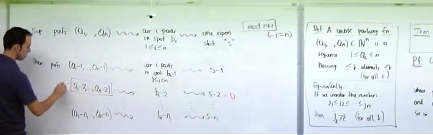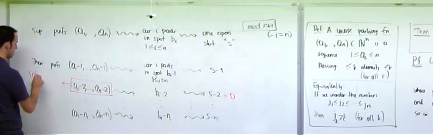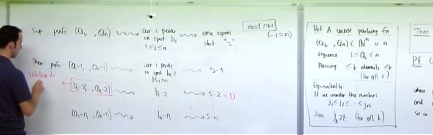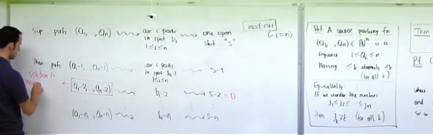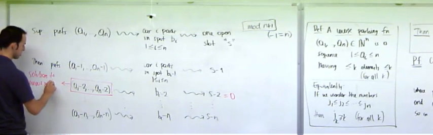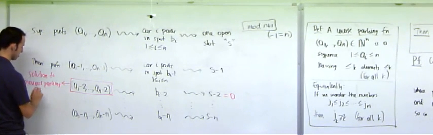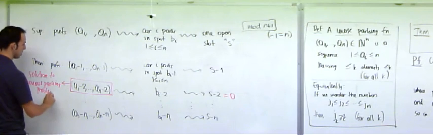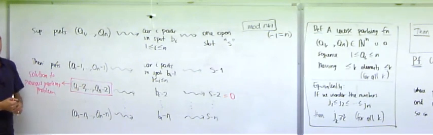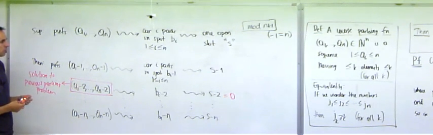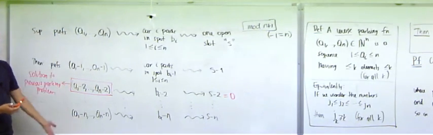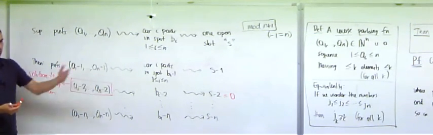Okay? This is a solution to the previous parking problem. In other words, this must be a reverse parking function. Okay? Whereas these other ones cannot be a reverse parking function because they use the slot 0.